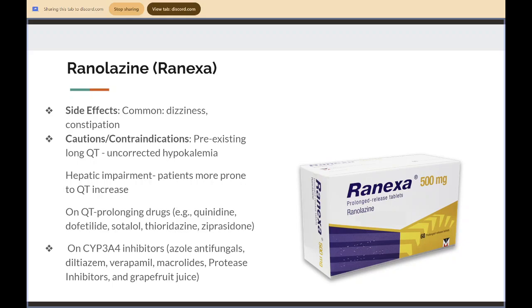Just an FYI. All right, anyone else on antifungals that can prolong QT and or an anti-allergy? Good job, TZ. Good job, Nikki.